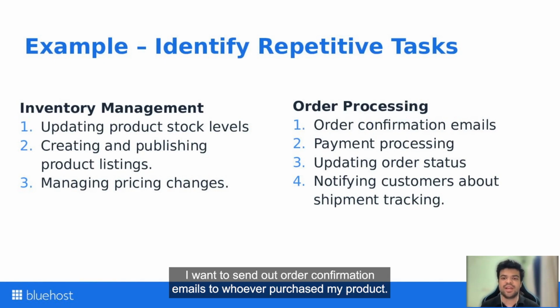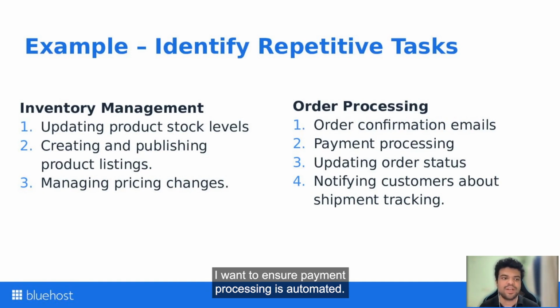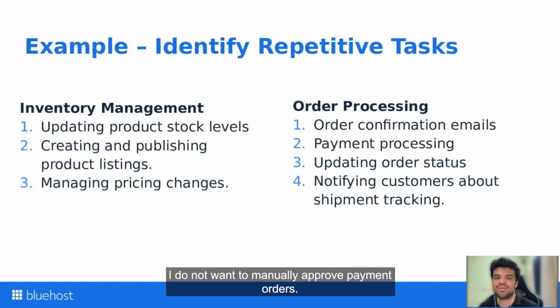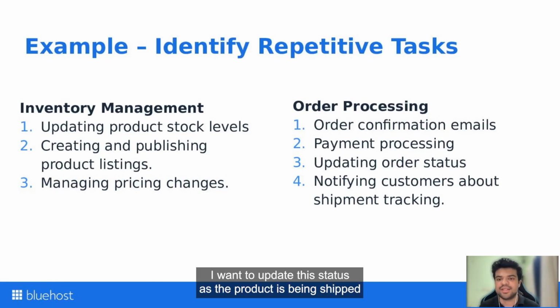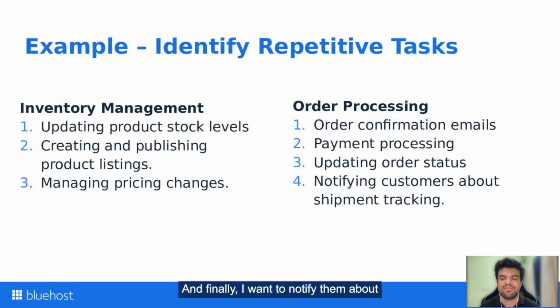In order processing, I want to send out order confirmation emails to whoever purchased my product. I want to ensure payment processing is automated. I do not want to manually approve payment orders. I want to update the status as the product is being shipped, or let's say it's reaching different destinations. And finally, I want to notify them when that order status changes. So these are the repetitive tasks. I would not want to do these manually.